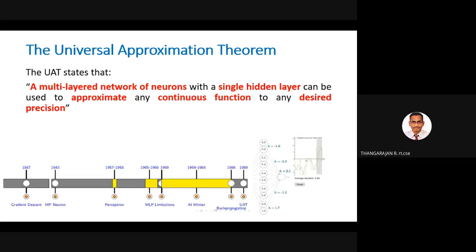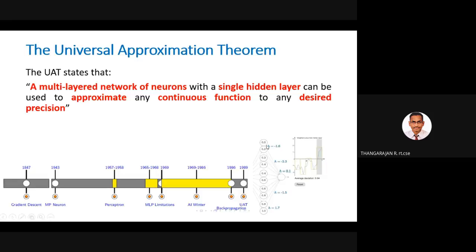Only one layer is enough. You don't have to go for multiple layers, but that single layer should have a sufficient number of neurons. How many neurons should that layer have? It should have 2 power n neurons, where n is the number of inputs. It can approximate any continuous function to any desired precision. So that is called the universal approximation theorem.